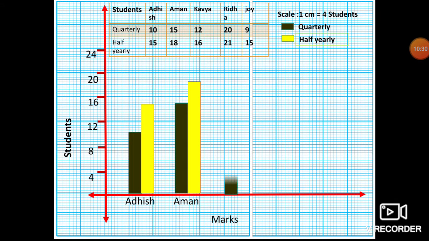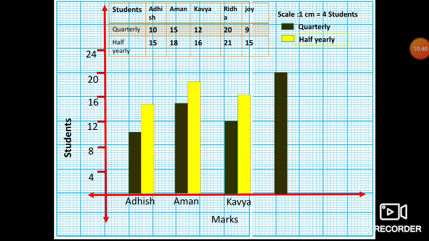Next Kavya. 12. We can see 12 very clearly, and 16. Then next Rida. Rida 20. Clearly the correct value is 21, above 20. Between 20 and 24, the middle value is 22. Our value is 21, so below 22.